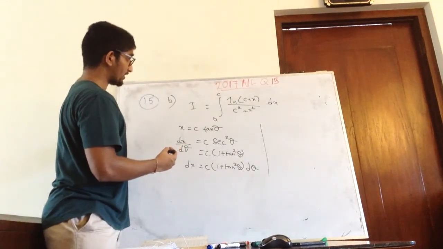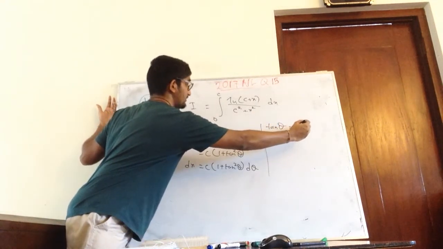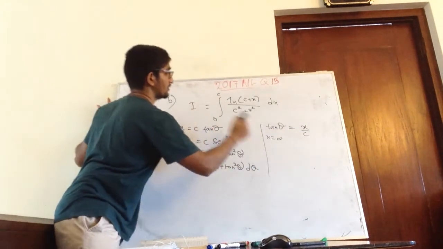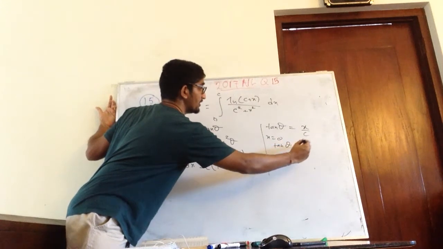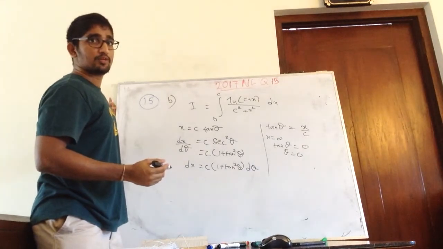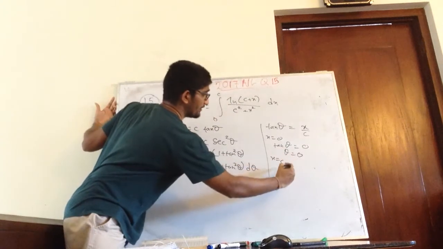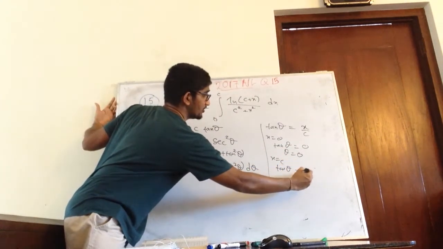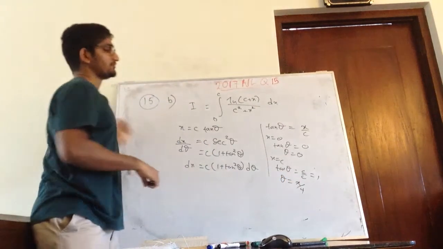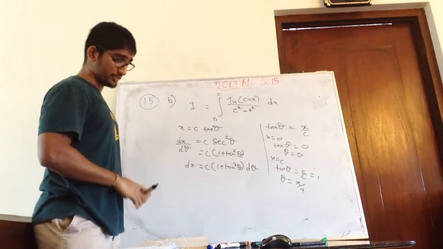So now I can say tan theta is x over C. So when x becomes 0, tan theta will be 0. That means theta is going to be 0. Correct? Then when x equals C, I will get tan theta as C over C, that is 1. That means theta is 45 degrees, pi over 4. Right? So now I found the limits. So then I can get the answer of this.